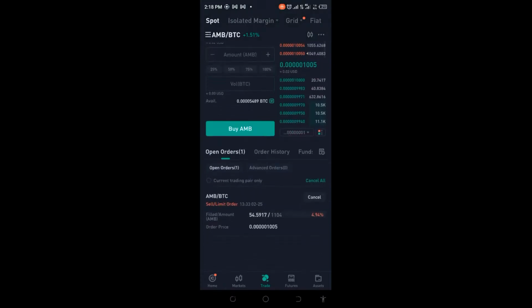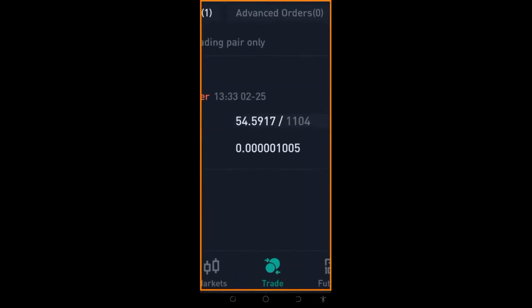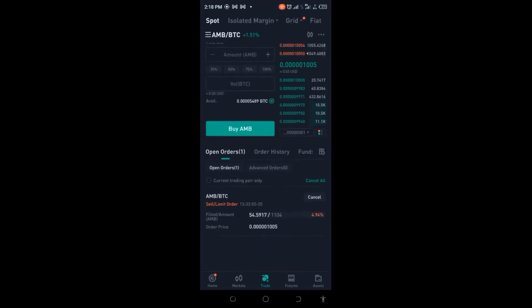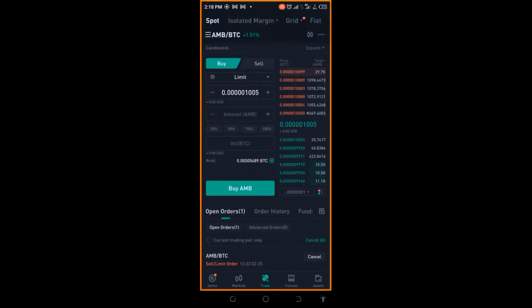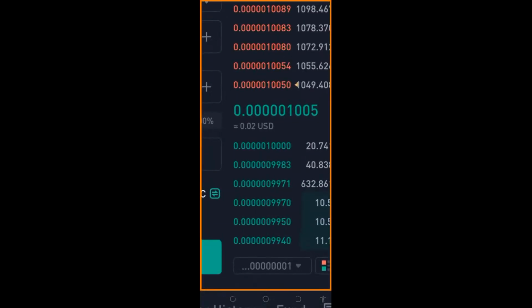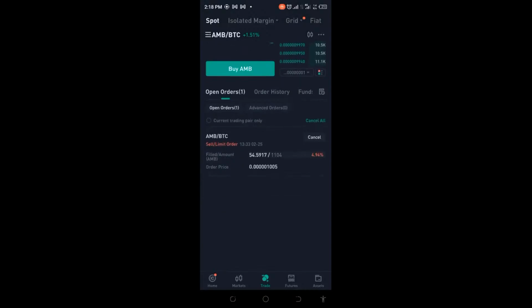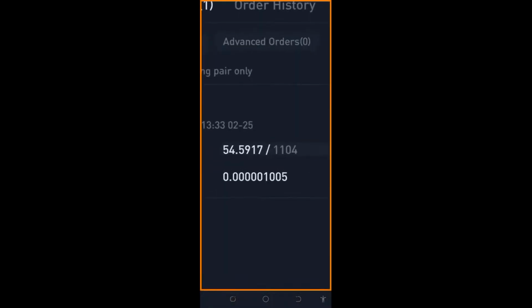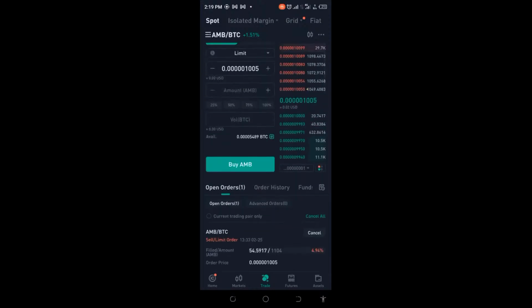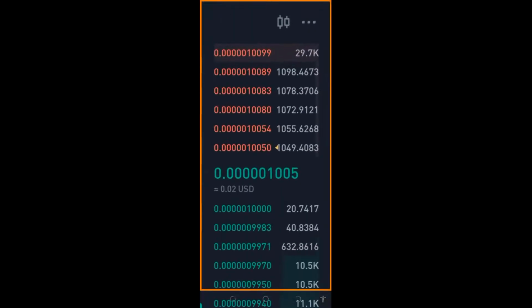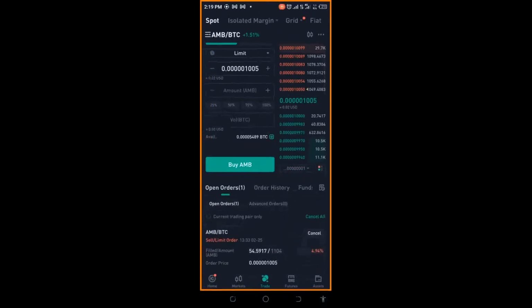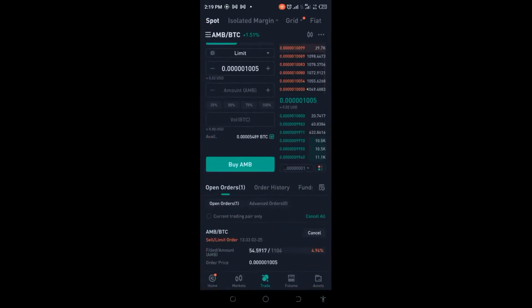Okay, right now it's at 0.000105, so it's moving up. As we can see here, part of it has already been sold. So we have 54.59 out of 1104 already sold at that price. If I were going to pick any of these ones in the order book, we'd see that it's nowhere near what we want. So I just want to give you this update that currently we've sold part of it, and we're waiting for the rest to be sold. The number that is left to be sold is 1049. Let's hope it does that quickly and then we get rolling.